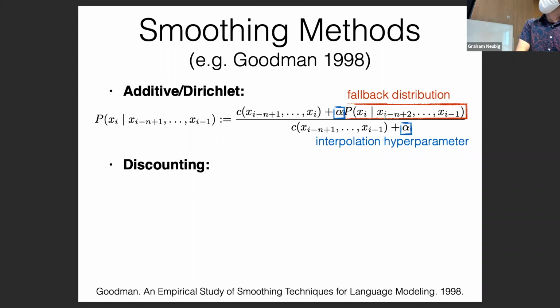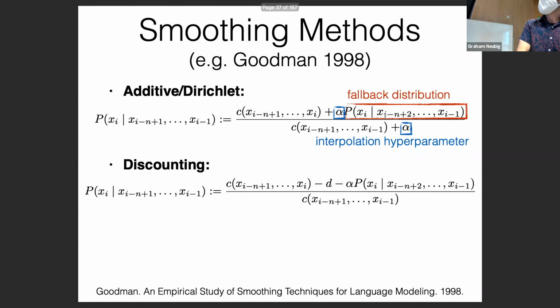Another method that you can use is something called discounting. And what discounting does is it has this discount hyperparameter. So let's say we had a count of a context equal to 1. We might subtract a certain amount from that value. Let me give an example.